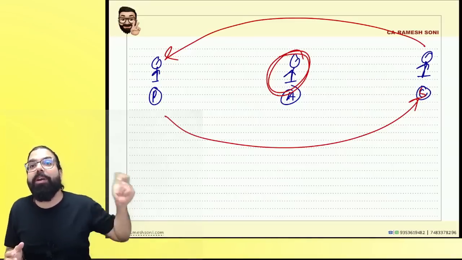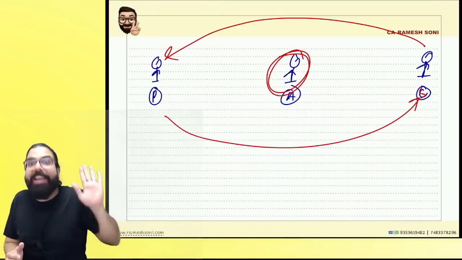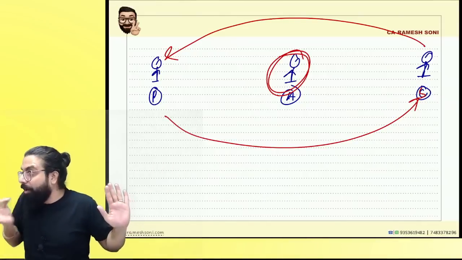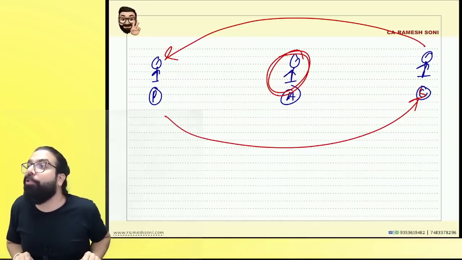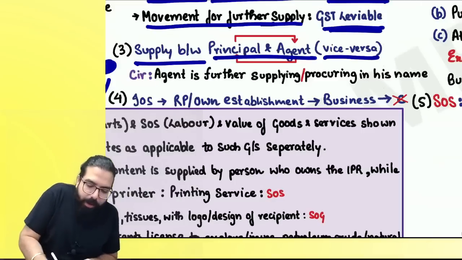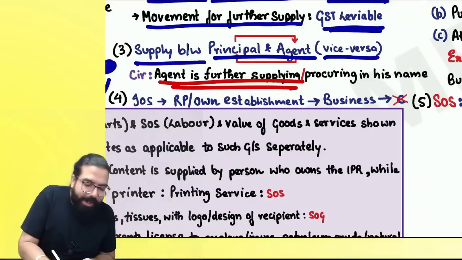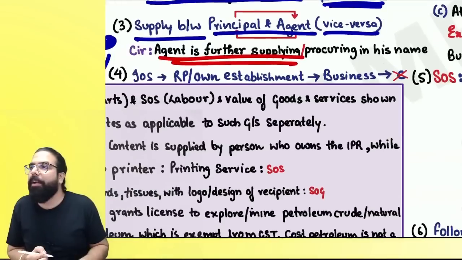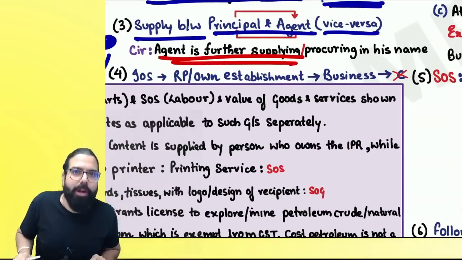Which kind of agent, everyone? An agent who further supplies in his name or buys in his name, then the coming of goods or going of goods from principal to agent or agent to principal will also be considered as supply. Are we all clear, everyone? If the agent is further selling in his name or buying in his name, that kind of agent is covered in section 7.1C, paragraph number 3. People watching at home, are we all 100% clear?